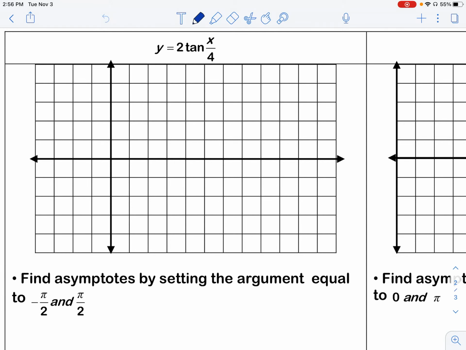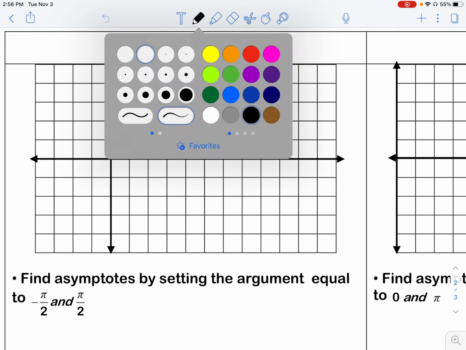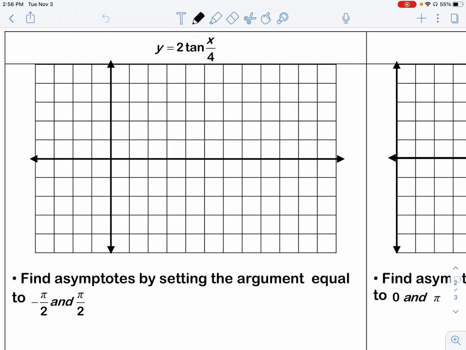All right, in my previous video, I talked about how to graph the tangent and cotangent parent functions, really just understanding the key components and the five critical points or parts of a tangent and cotangent graph. Now I want to look at a couple of specific examples where we're applying some different transformations. So let's look at this first problem, y equals 2 tangent of x over 4.